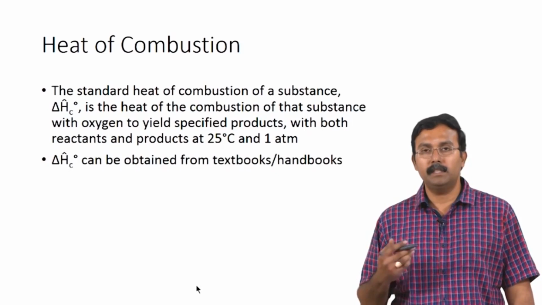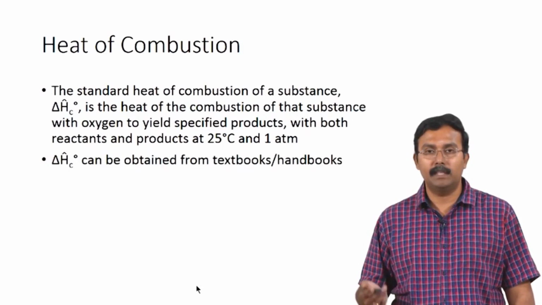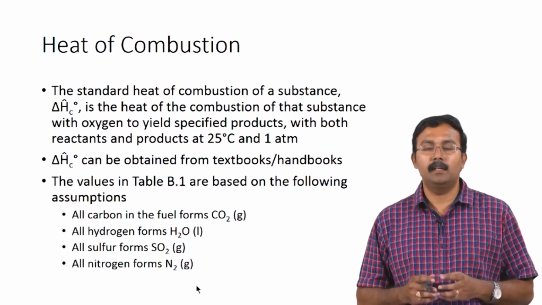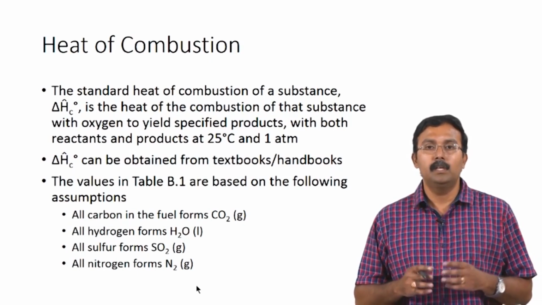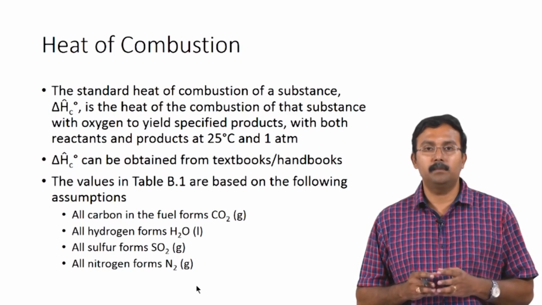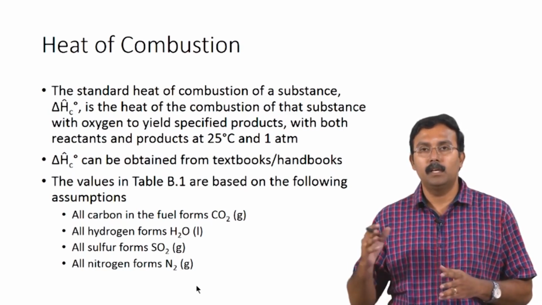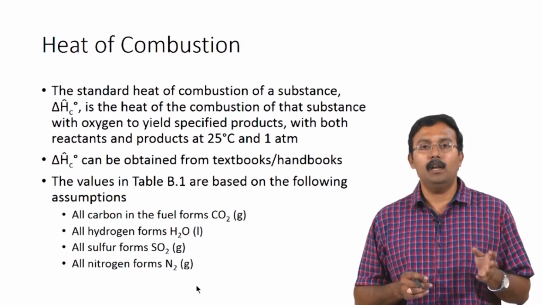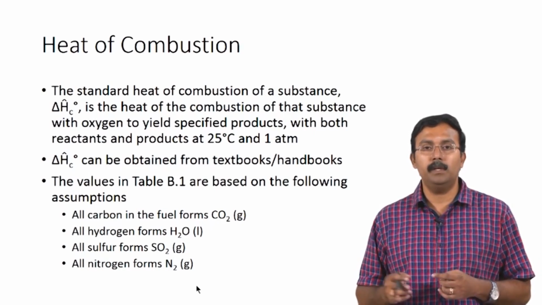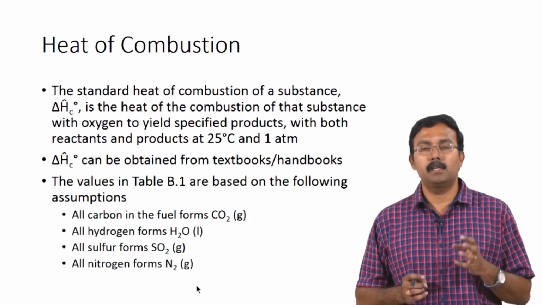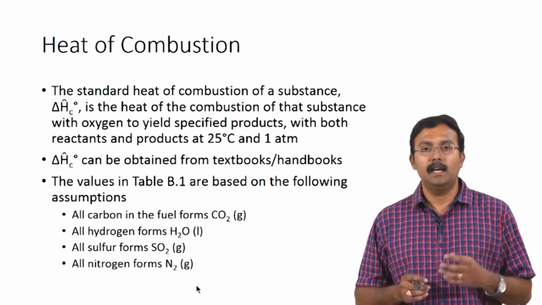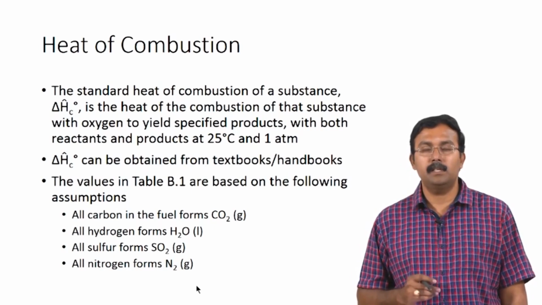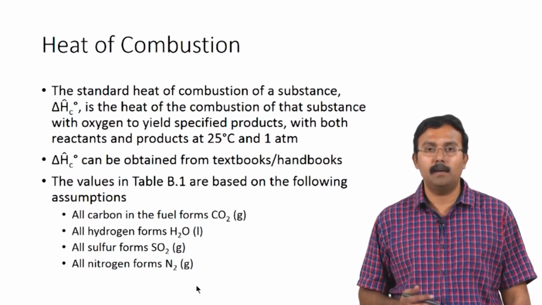The standard heat of combustion can again be obtained from textbooks and handbooks, and the values in table B1 in your textbook Felder-Russo are based on the following assumptions: all carbon forms carbon dioxide, which means the reaction goes to completion, and all hydrogen forms water liquid, and all sulfur forms sulfur dioxide gas, and all nitrogen just remains as nitrogen. So, based on this assumption, the heats of combustion have been listed in table B1.